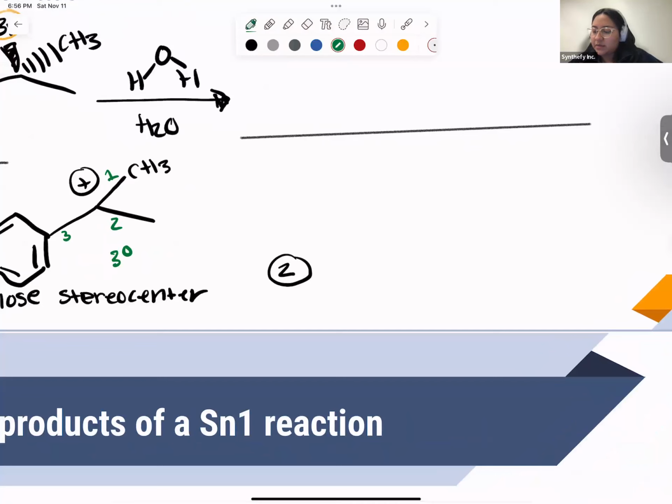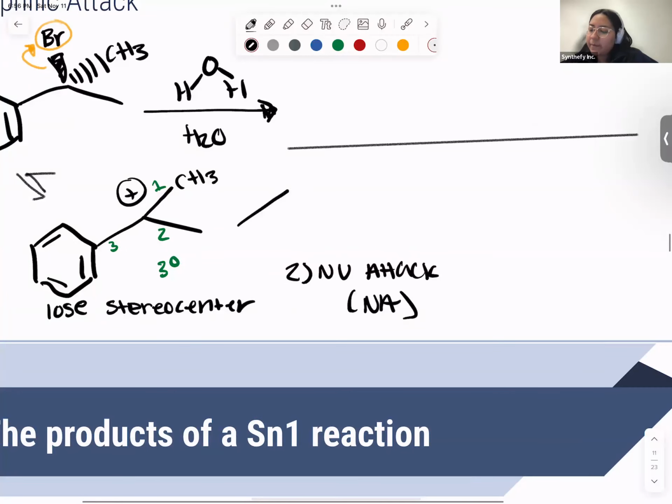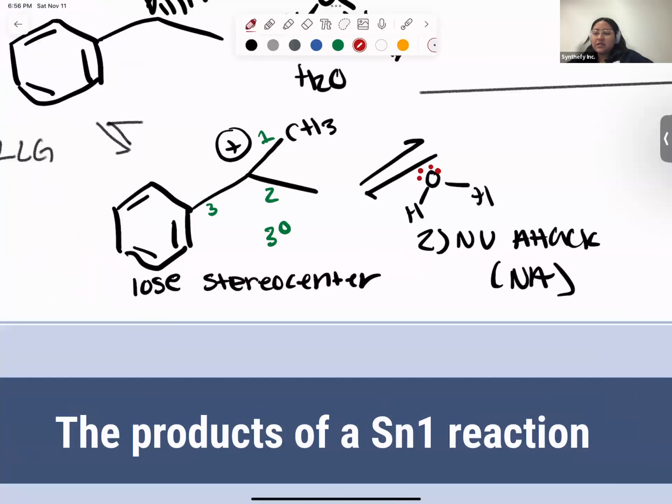So now let's look at the second step. Step two is nucleophilic attack, which could also be noted as NA. So, what's your nucleophile? Water. As we discussed earlier, sometimes your reaction will happen under aqueous conditions. And when it's under aqueous conditions, you just assume that if you're not given an explicit nucleophile, water will be your nucleophile. It's a very weak nucleophile, too. So, it's a good indication that SN1 will occur.